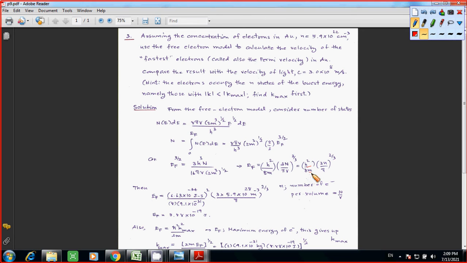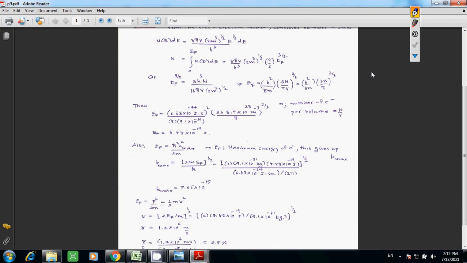You have the electron mass, that's 9.1 times 10 to the negative 31. n is given as 5.9 times 10 to the 22nd. Be careful, this one is given per cubic centimeter. You need to convert to cubic meters. So let's make it 10 to the 28th. Okay, that's all you need. And I have EF equal to 8.88 times 10 to the negative 19 joule. What next?